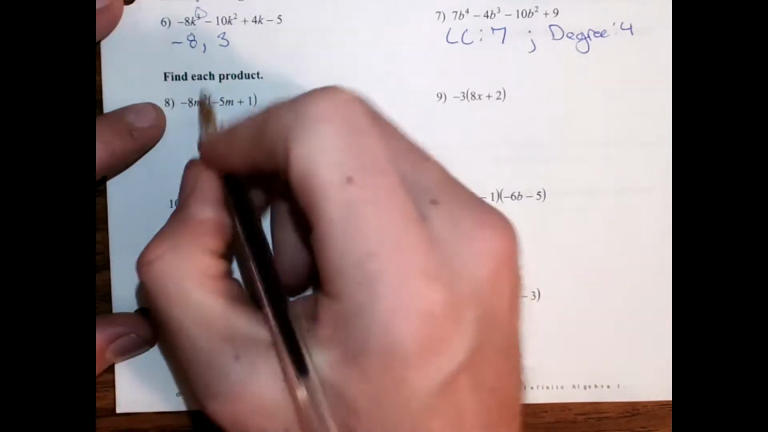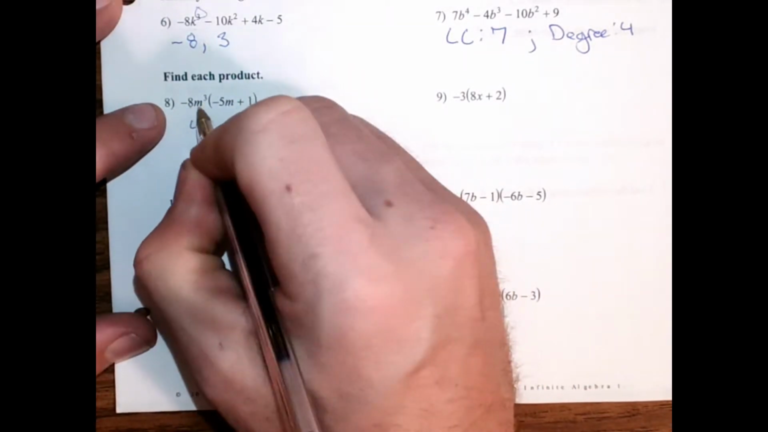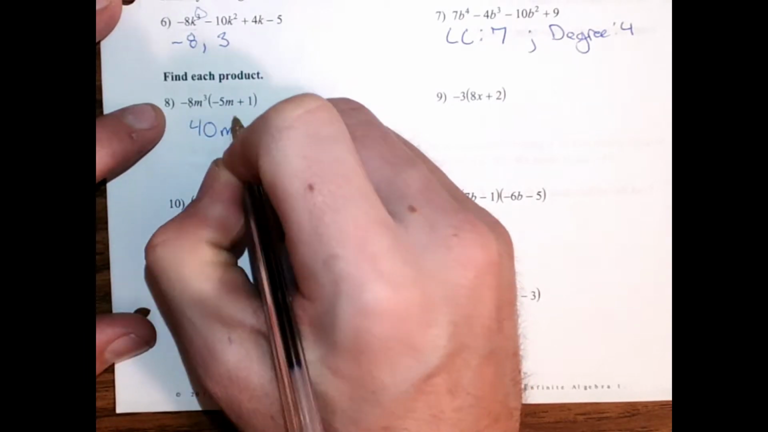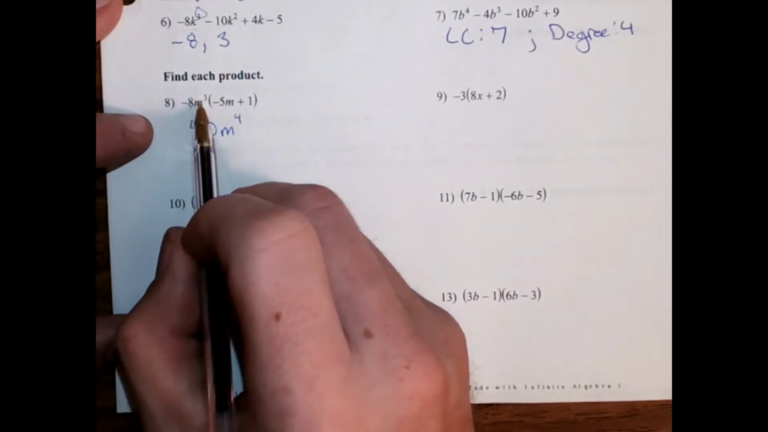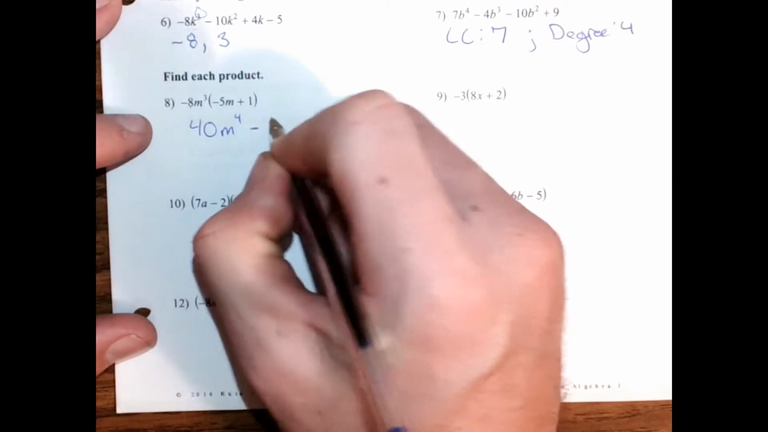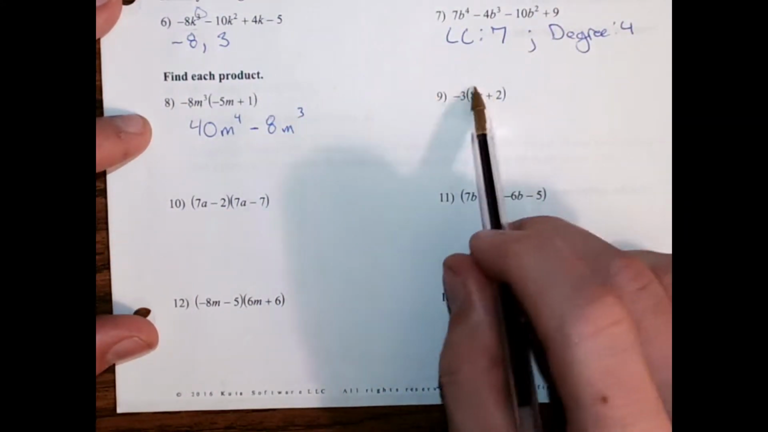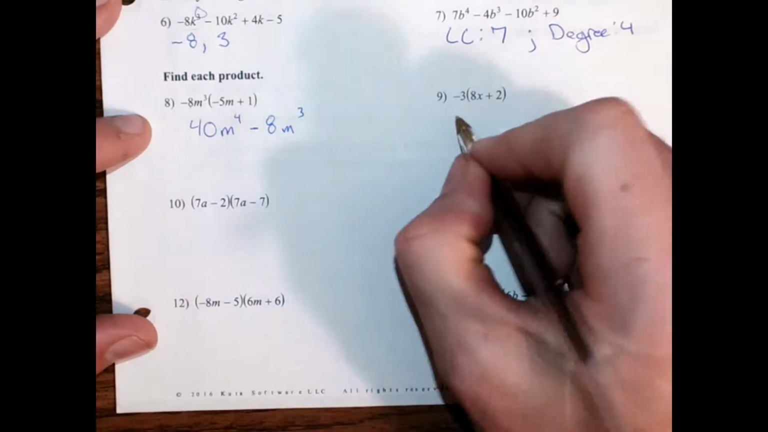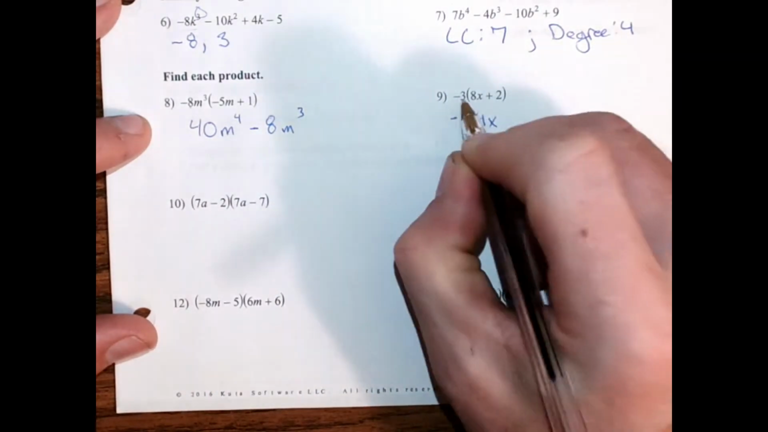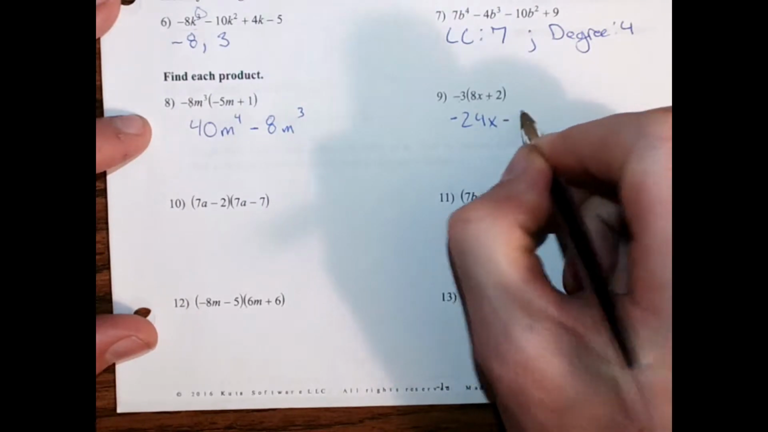This is just distribution. Negative 8 times negative 5 is positive 40. M cubed times m is m to the fourth. Negative 8 m to the third times 1 is just negative 8 m to the third. Even easier distribution right here. Negative 3 times 8, negative 24x, negative 3 times positive 2, negative 6.